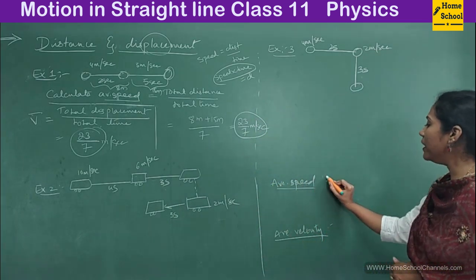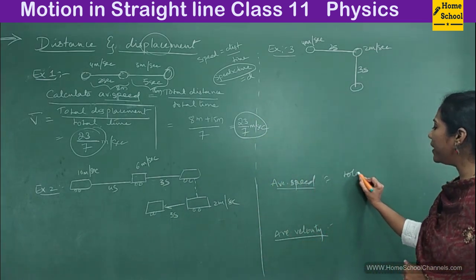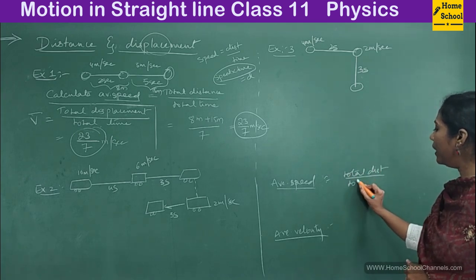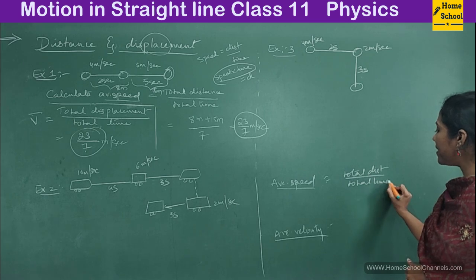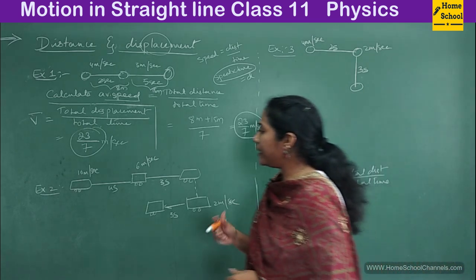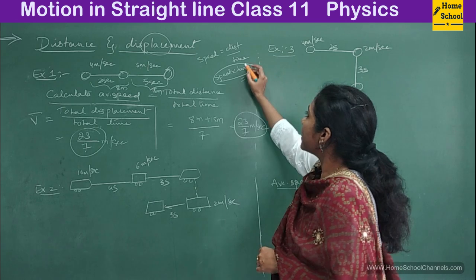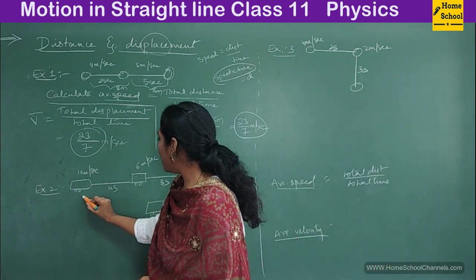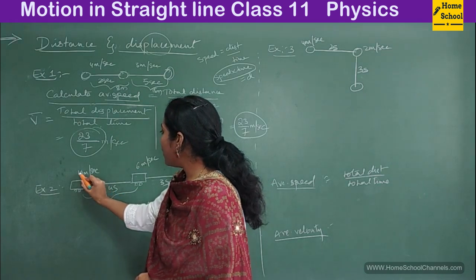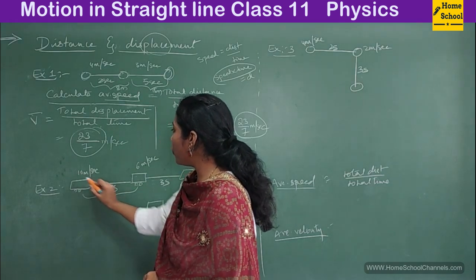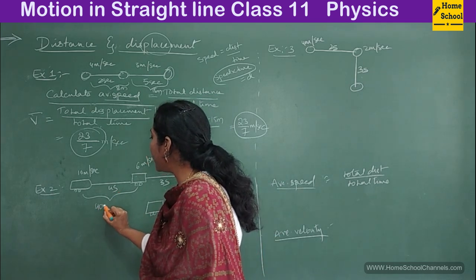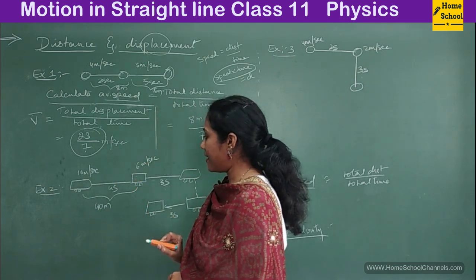So what is the formula for average speed? We know it is total distance divided by total time, isn't it? So how much is the total distance? So distance, we know distance is equal to speed into time. Okay, so how much is this distance? Speed is 10, time is 4. So 10 4s are 40. So 40 meters is this distance.